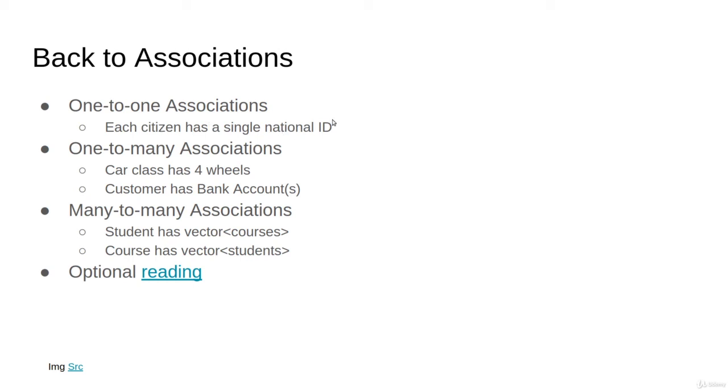On the other side, let's say there is a car and wheels. We know that one car has 4 wheels, so it is a one-to-many relationship. A customer has, say, 3 bank accounts. Many-to-many could be like a student has courses and each course has students. When we come to code it, you will notice that there is a vector here for courses, a vector here for students, and there is some common usage between the courses, for example, here and there. That's it.